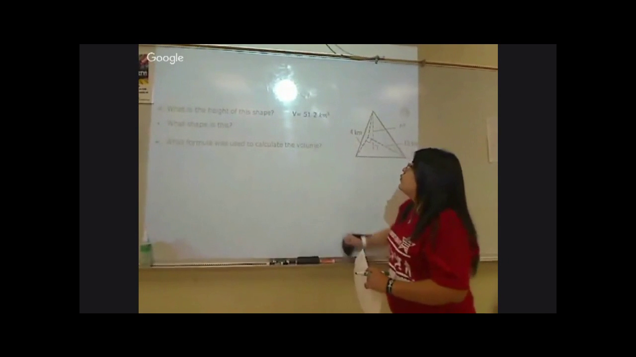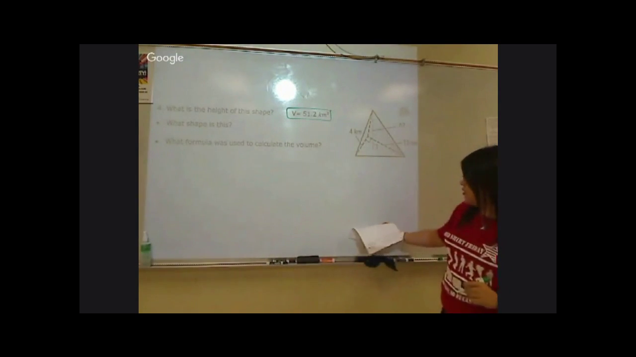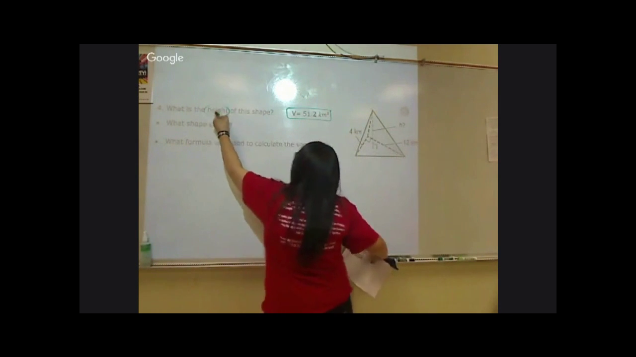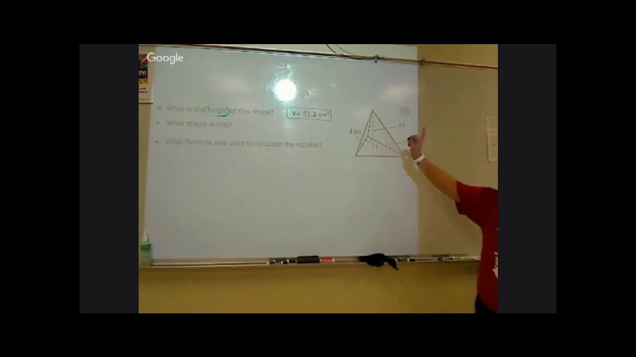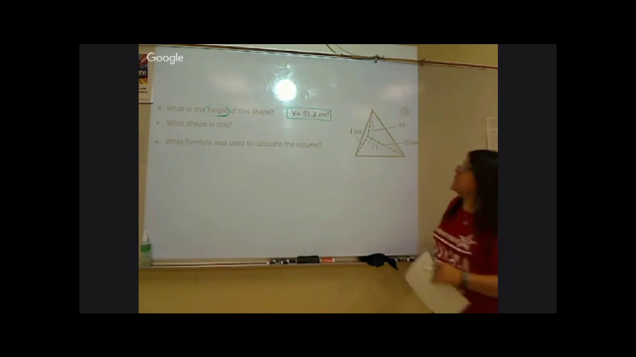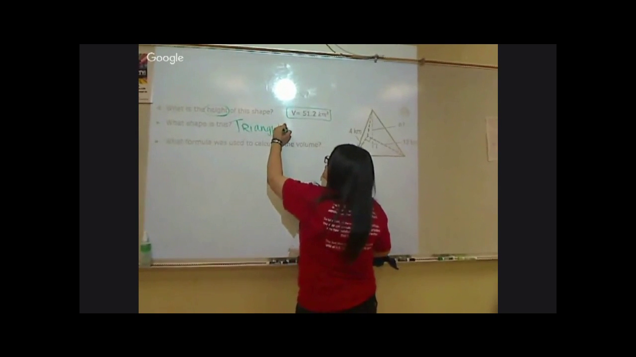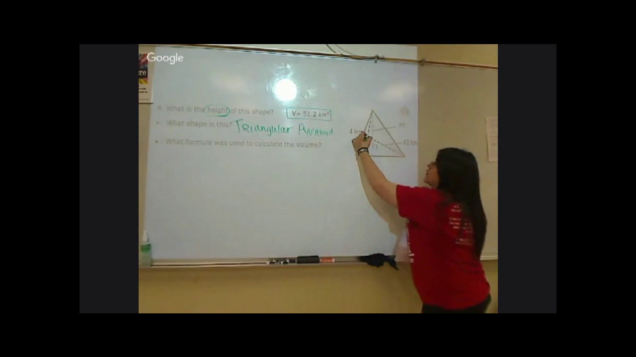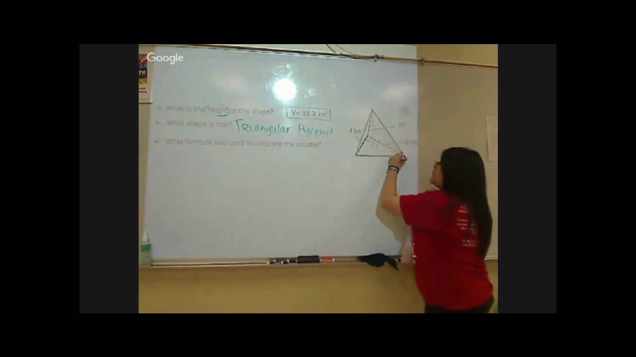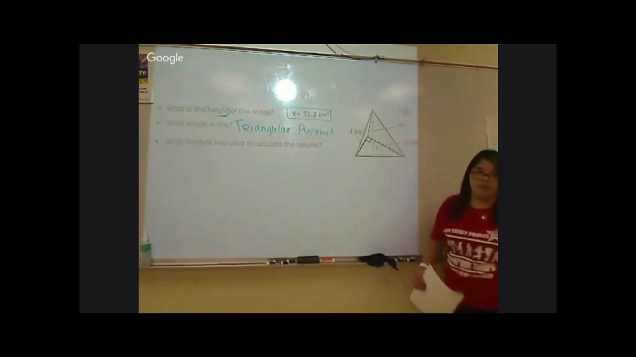So now again, we are given the volume here, and we want to know what is the height of this shape. Raise your hand if you can tell me the name of this one. Specific name, Jayla. Pyramid. It's a triangular pyramid. Very good. She knows it's a pyramid because there's only one base on it, and that base is in the shape of a triangle. That's exactly why she named it a triangular pyramid.